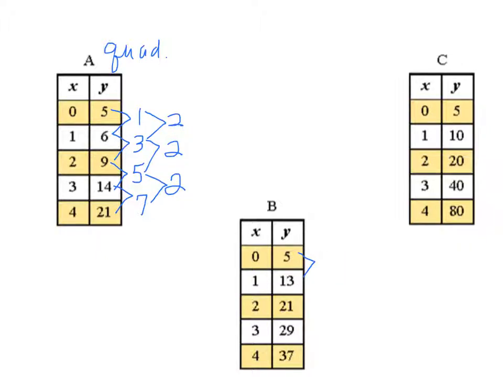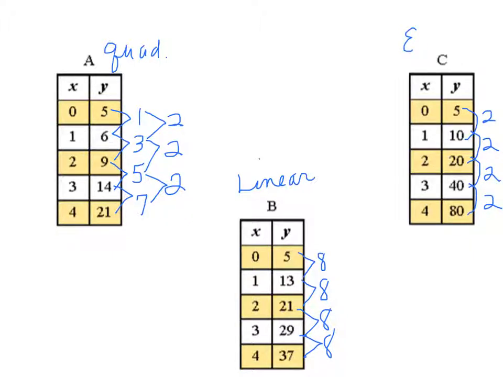Over here we have, first thing we want to try, this is 8. Try this again. This is 8, this is 8, and this is 8. So B is linear, right? It has a slope of 8. All right, so over here what we have is 10 over 5 is 2, 20 over 10 is 2, 40 over 20 is 2, and 80 over 40 is 2. This is exponential. Okay, not very hard, but it's kind of interesting to see. The x values have to be evenly spaced for this to work.